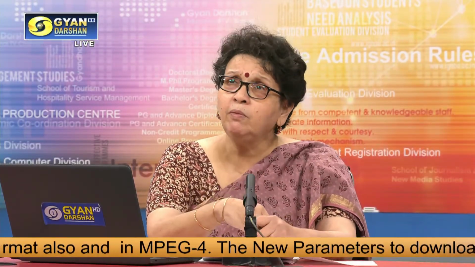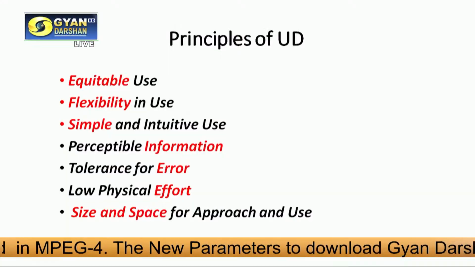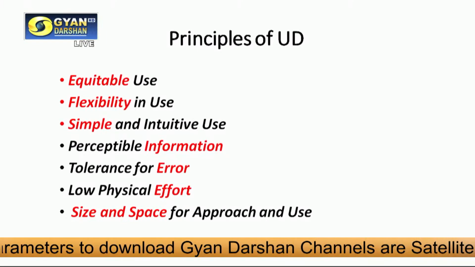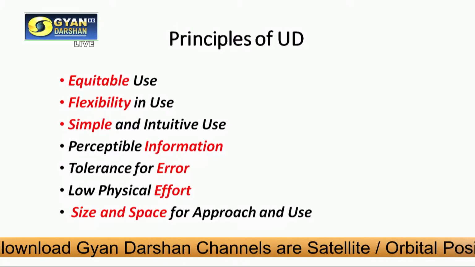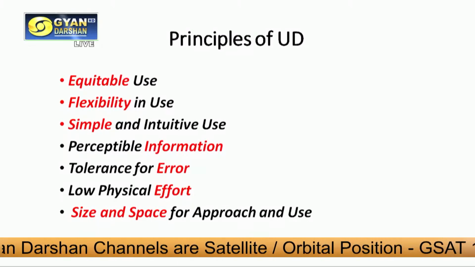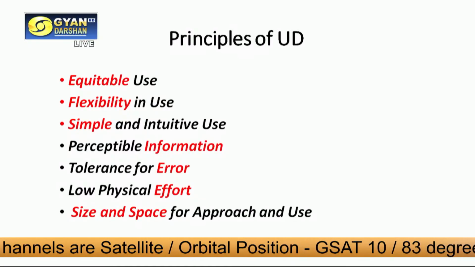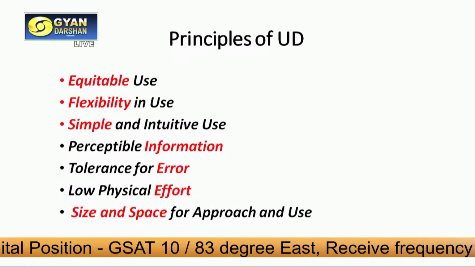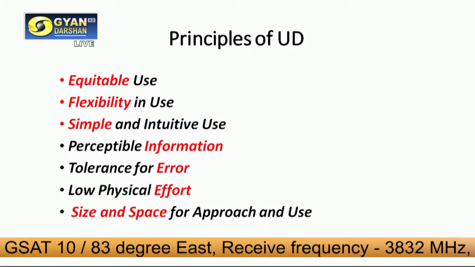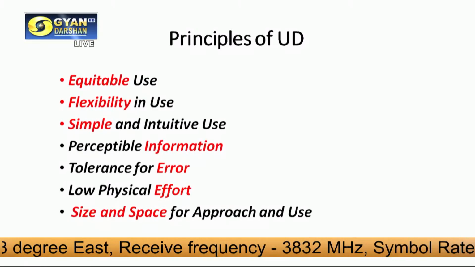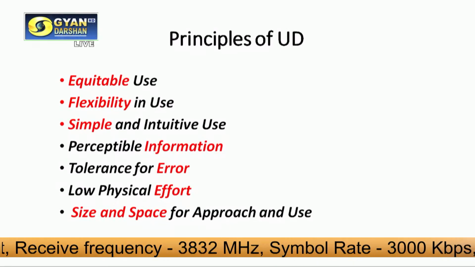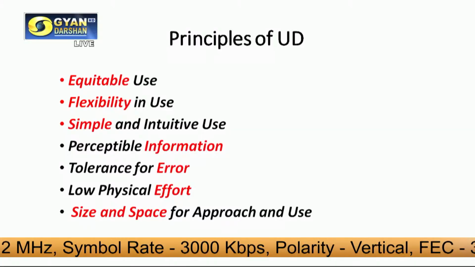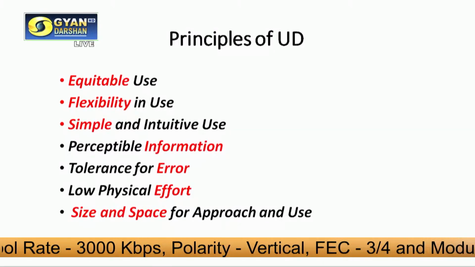Some of the important principles of universal design are that it should be equitable in use, so it should be available to all. It should be flexible, so people should be able to adapt to it and it can be modified according to the needs of individuals. It should be simple to use. There should be perceptible information, that is, a person who is using a UD product should know very well how it is to be used, because the information should be crystal clear.